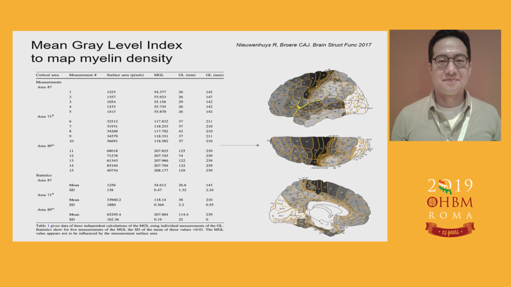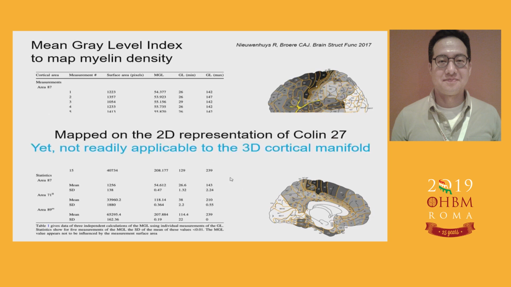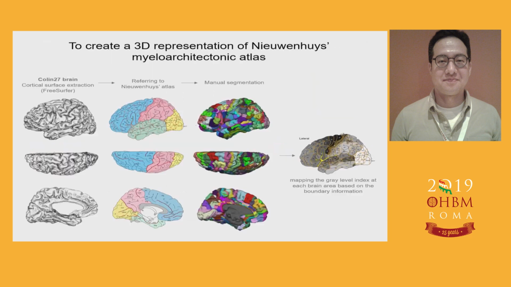As I introduced just before, he also had this myeloarchitectonic atlas, so that he was able to map this gray level index on the cortical surface. So this is yet another really important resource. However, it literally remains as a 2D representation in the paper. All the important information is there, but if you want to use it, there's no way to do this, so it's not really readily applicable to the 3D cortical manifold.